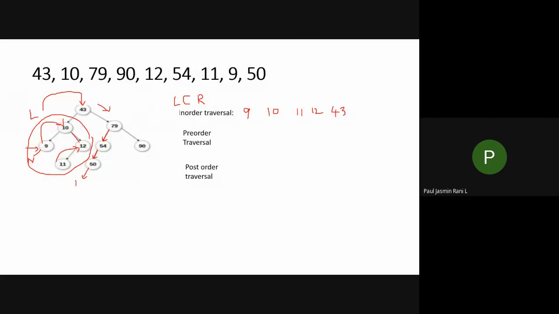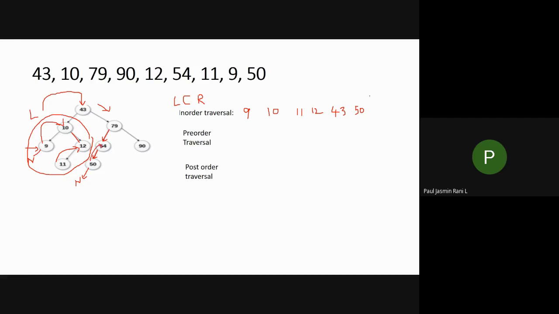I get the null child, isn't it? Therefore, I'm going to print this 50. So after this 43, I'm printing this 50. Okay. So after printing this 50, if it is over, I don't have any element on the right side. Therefore, after this 50, I can print this 54.